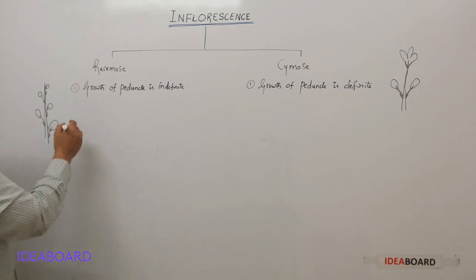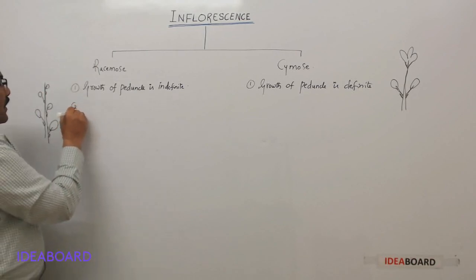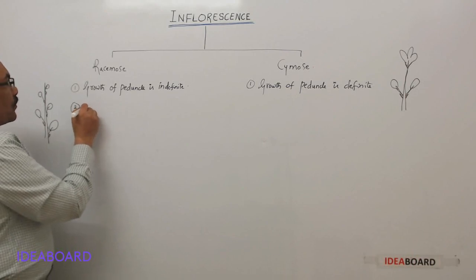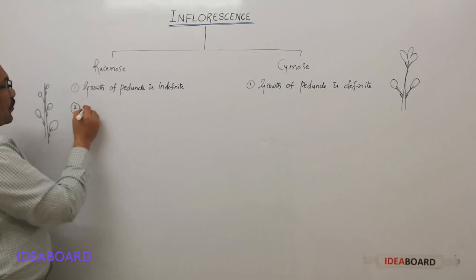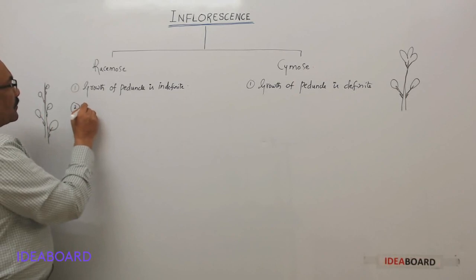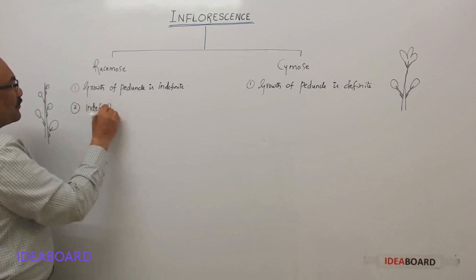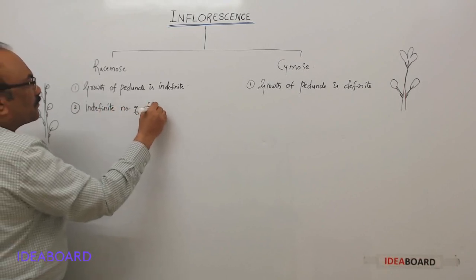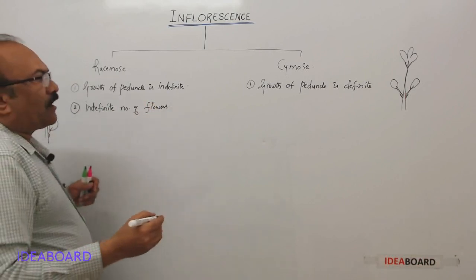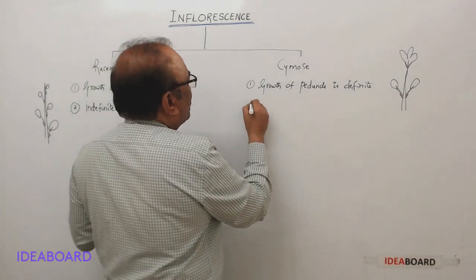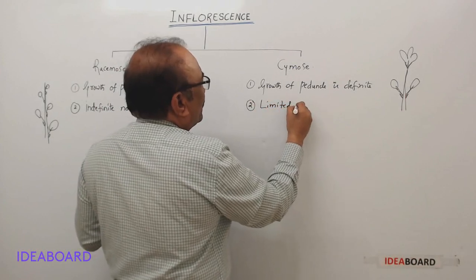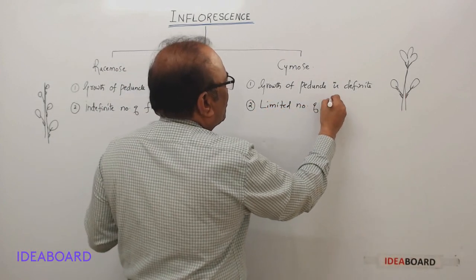So the second character: as it is continuously growing, you will find an indefinite number of flowers. Whereas here the number is a limited number of flowers.